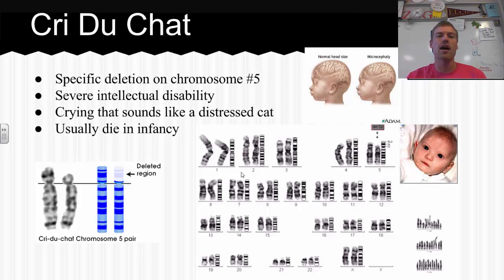Finally, we've got Cri Du Chat, which is French for cry of the cat. And this is the result of a specific deletion on chromosome number 5. So this would be an example of a chromosome structure being affected rather than a whole chromosome. And what happens is that a specific region of the chromosome gets cut off. And you can see that in the picture right here. And that leads to a severe intellectual disability and a smaller brain. And in general, the individuals have a cry that sounds like a distressed cat, which is the reason why it got its name, Cri Du Chat. And unfortunately, these individuals usually die in infancy.